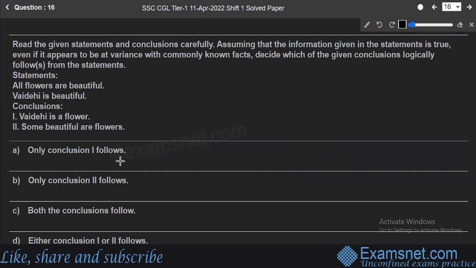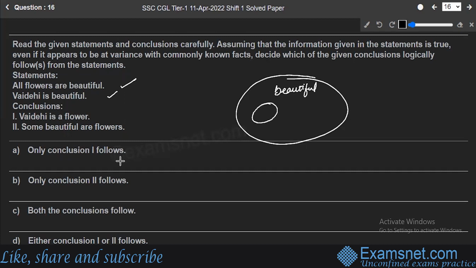See, in the question you are given, let's look at the statements. All flowers are beautiful and Vedehi is beautiful. If I'm making a Venn diagram for this situation, these are the set of beautiful people. Okay. All flowers are beautiful. So here is flowers, and Vedehi is beautiful. Right? So from here, what you can conclude, Vedehi is a flower? No, Vedehi is not a flower. They are two separate entities.